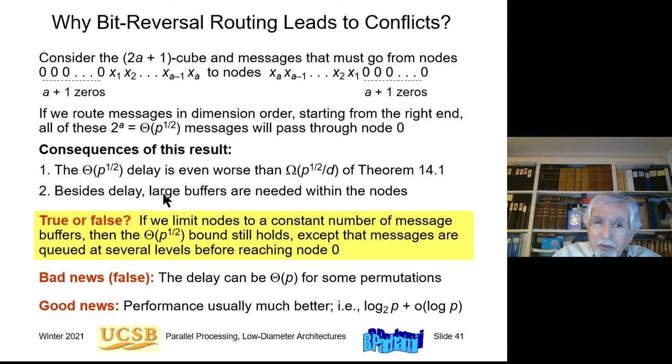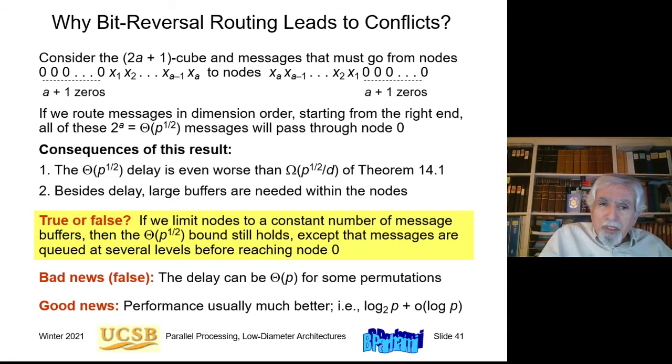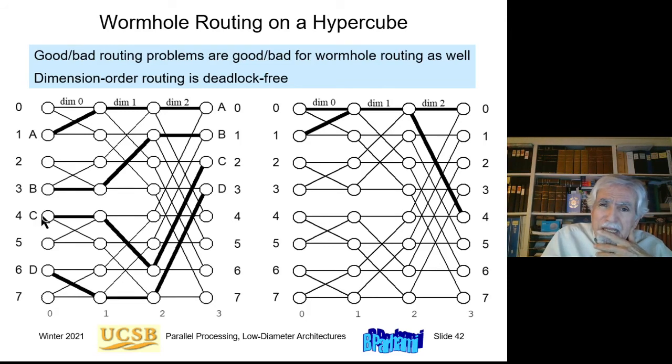Besides delay, which is large, also large buffers are needed within the nodes because these messages tend to conflict with each other and will have to be stored when conflict exists. Now, if we limit nodes to a constant number of buffers, superficially, it may seem that this problem may be solved. So for example, let's say this node has just one buffer, but 2 messages are headed for it. Well, we accept one message and store it in that buffer, and we block this message. Somehow, by giving feedback to this node, we tell it not to send this message. So maybe the problem won't be as bad because these messages wait, and therefore I don't need a large buffer.